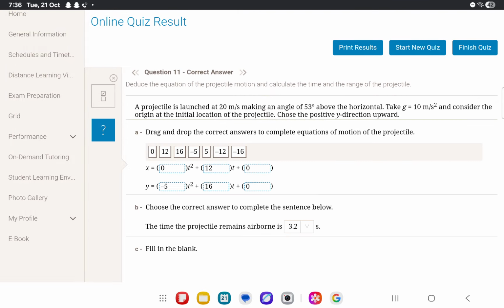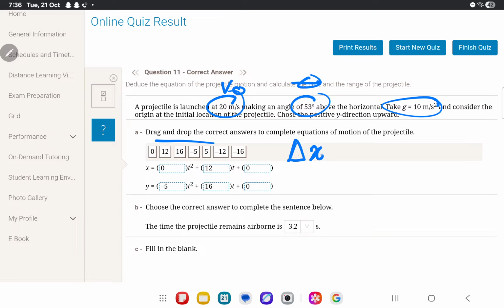Okay, so now question 11. For this question, you just need to know how to work with equations. They want you to find the equation. You have V0, you have theta, you have g. Now, here they're trying to trick you. Why? Because you have the equations, they taught you how to do it, and I told you how to do it, in delta x. Now, this might sound tricky, but it's really not.